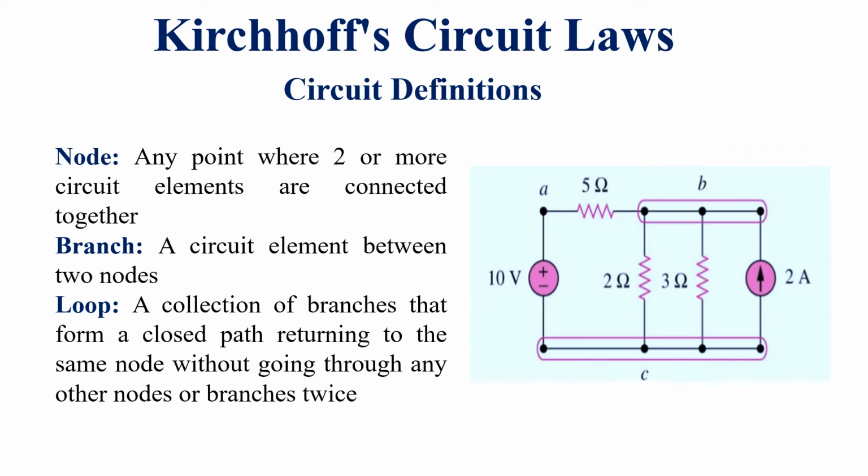Then we have the terminology of loop. Loop is a collection of branches that form a closed path returning to the same node without going through any other nodes or branches twice. So in the circuit diagram, we have the loop. Firstly, we have the loop from 10 volt battery source, then 5 ohm resistance, then 2 ohms resistance, and then moving towards the source voltage again. This is called the loop in the circuit.